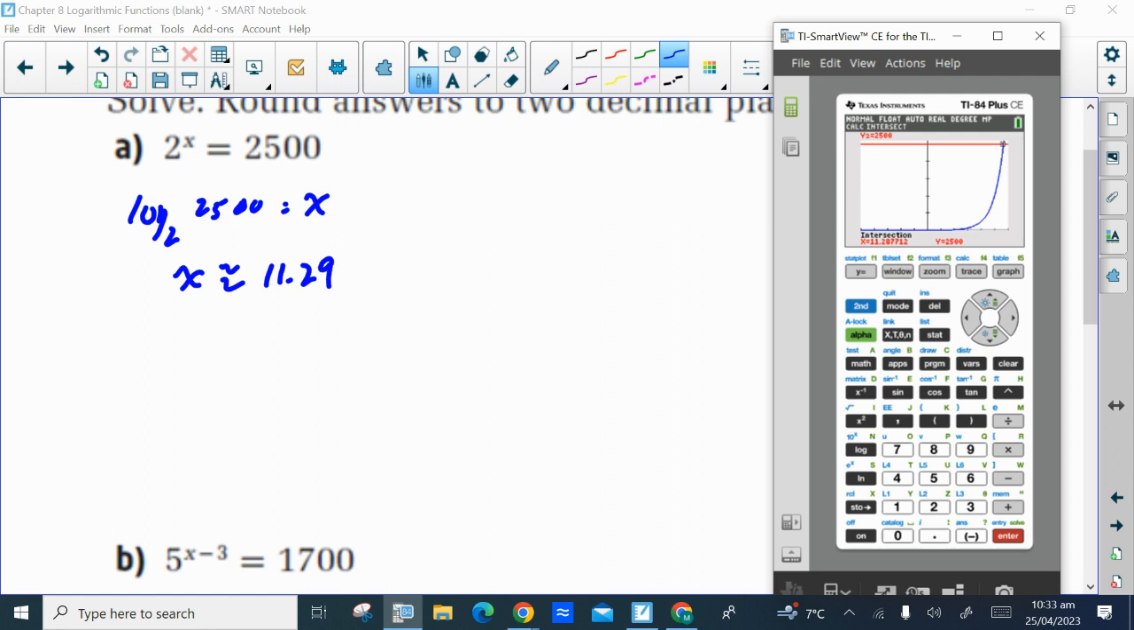11.287712, which rounds to 11.29. If I go back and get my x value and compare it to what I found when I calculated it, it's exactly the same decimal. Okay.